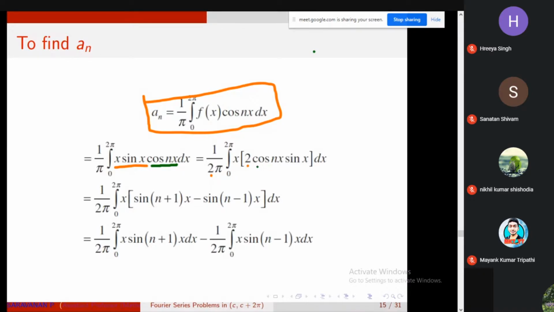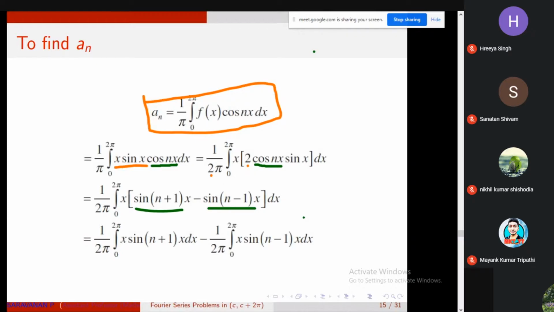I will always form some uniformity in this, so I prefer to write this cos nx term first, then sin x. Now apply the formula 2 cos a sin b, which is sin a plus b minus sin a minus b. If I take x common from nx plus x, you will get n plus 1 x. Then minus sin a minus b, so we get sin nx minus x. If I take x common, you will get sin n minus 1 into x into dx.